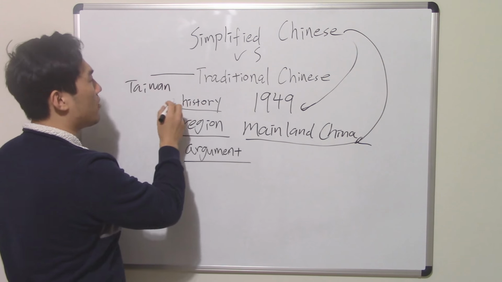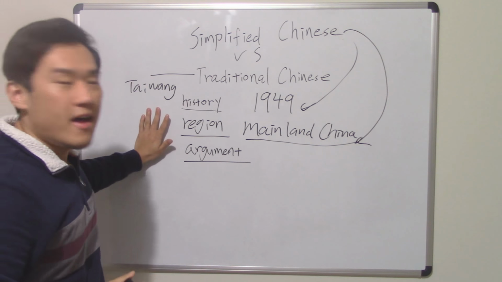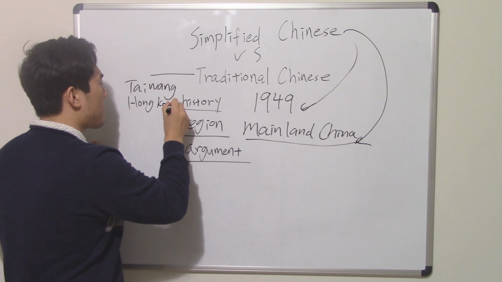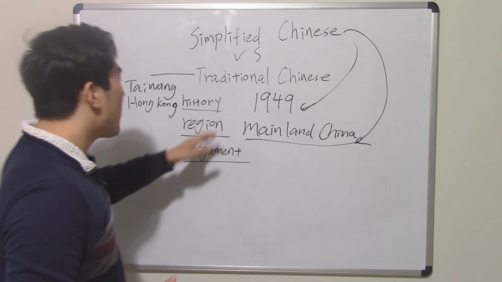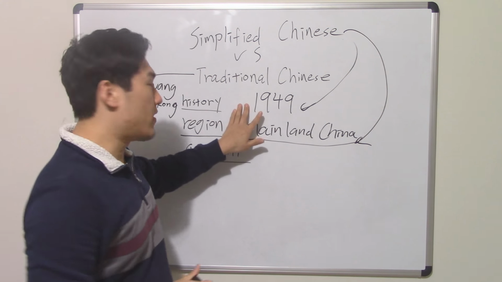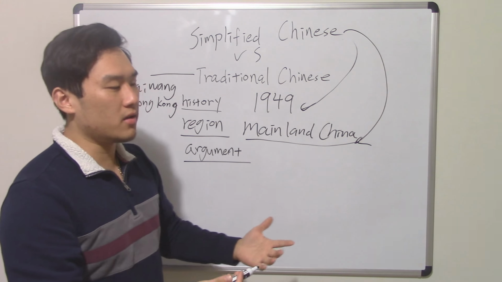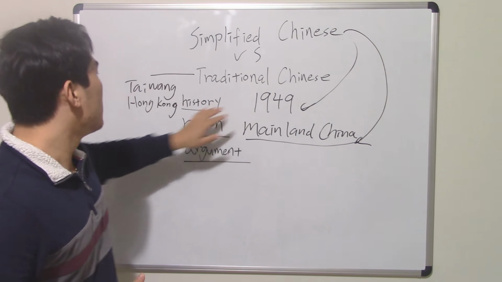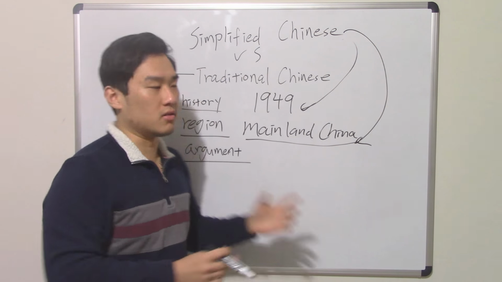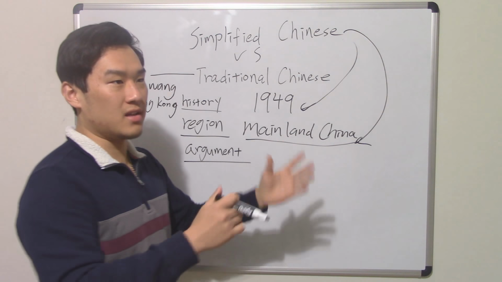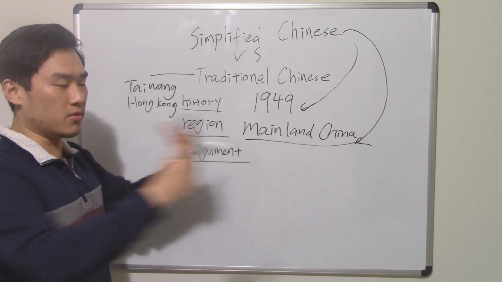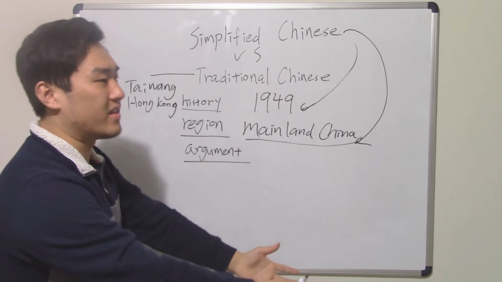I spelled that wrong. Taiwan, yeah. Taiwan and Hong Kong. Let's also talk about the traditional Chinese history in the region. Even though China finally became communist China in 1949, during the Civil War there was also democratic China, and obviously they lost. So all those democratic China people went to Taiwan. Some of the people who lost went there.